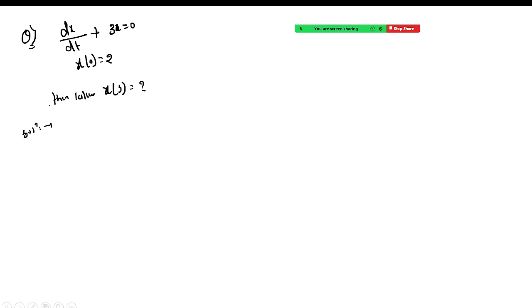I'm giving you the simplest problem: dx/dt plus 3x equals 0, and if x(0) equals 2, then calculate X(s) equals what? I am giving you only 1 minute for solving this particular problem. Just do this problem as soon as possible.